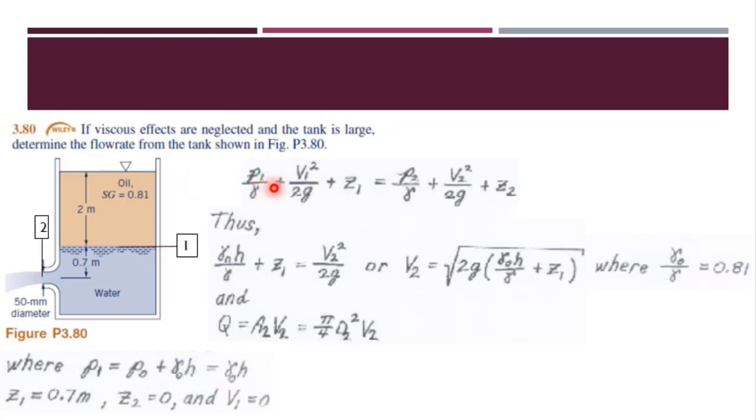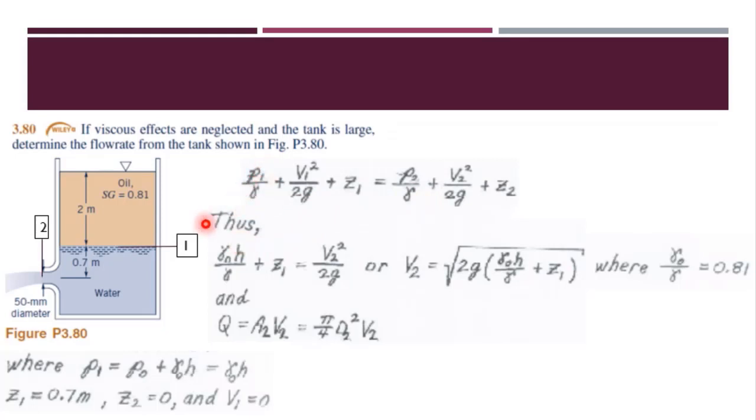Remember, to apply Bernoulli equation, we have to assume the flow is steady. We have to assume the flow is incompressible, and we are applying Bernoulli equation between points 1 and 2, so we can assume this to be incompressible because this is water. We have to assume the flow to be inviscid, and we are being told in this problem that we can neglect viscous effects, and we have to assume that the points 1 and 2 lie along a streamline. So we write Bernoulli equation between points 1 and 2.